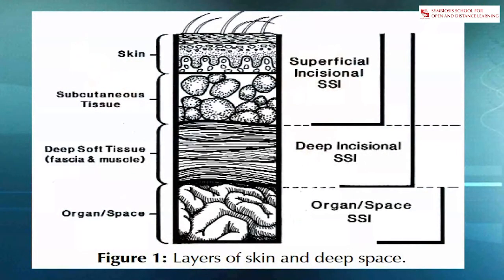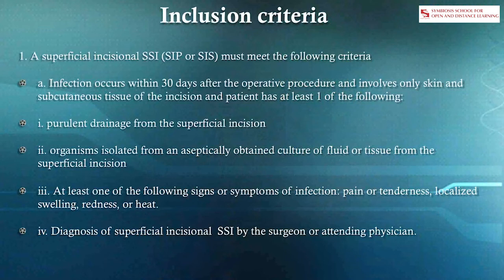So once you know the definition of these surgical wounds, you should know what is superficial incisional SSI, deep incisional SSI and organ space. Depending on that, the inclusion criteria have been defined. So, infection occurs within 30 days after the operative procedure and involves only skin and subcutaneous tissue of the incision, and the patient has at least one of the following: purulent drainage, organism isolated, at least one of the following signs or symptoms like pain, tenderness, localized swelling, redness or heat, and diagnosis of superficial incisional SSI by a surgeon or an attending physician.